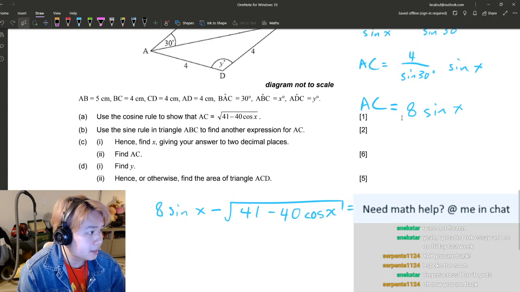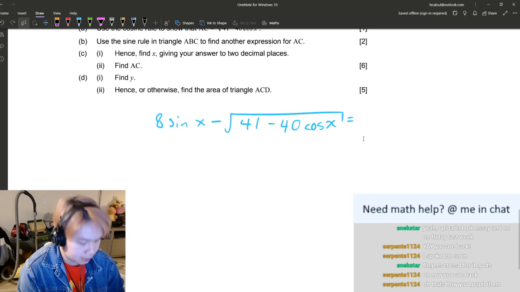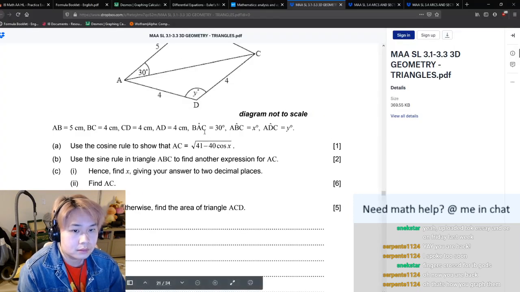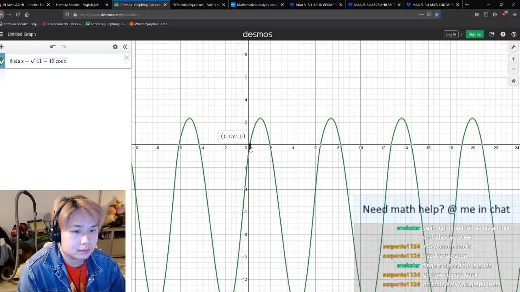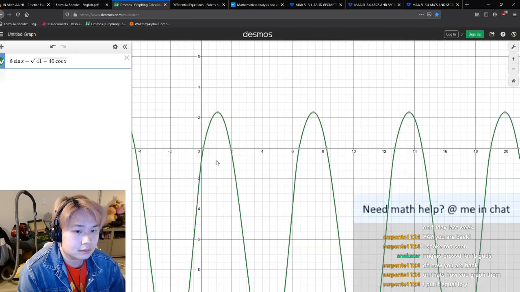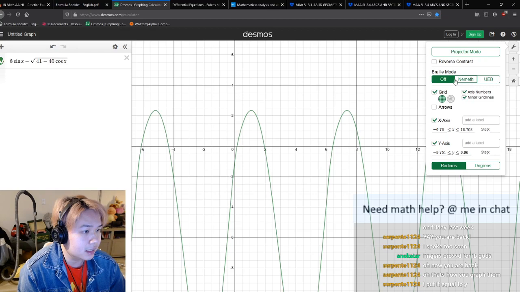But anyway, Snakestar. So from part B, you have this expression for AC. And then you equate that to part A, and then you just move it over to one side and solve when this is equal to zero. And then I should make sure that this is in degrees.